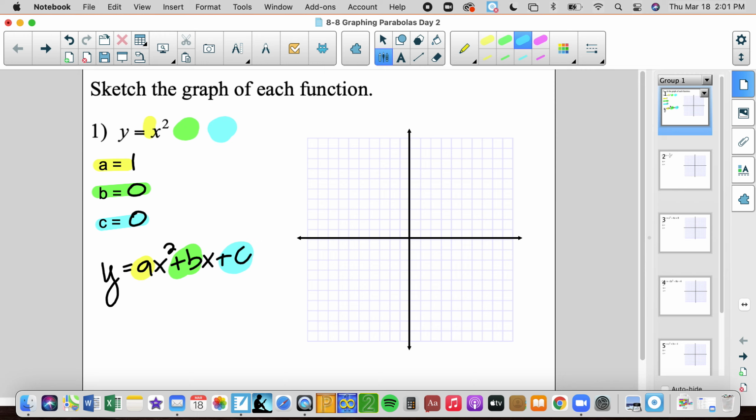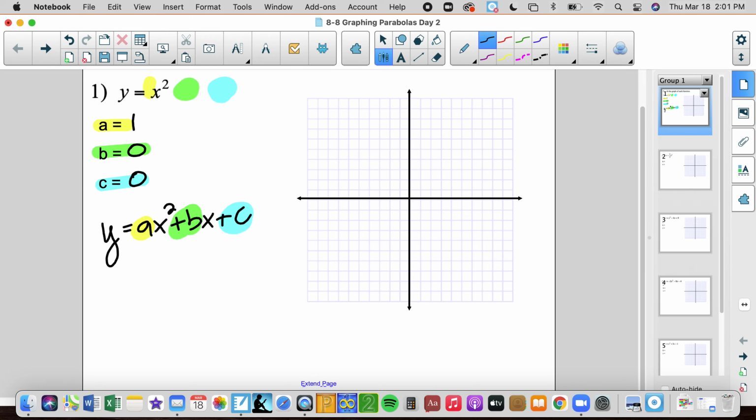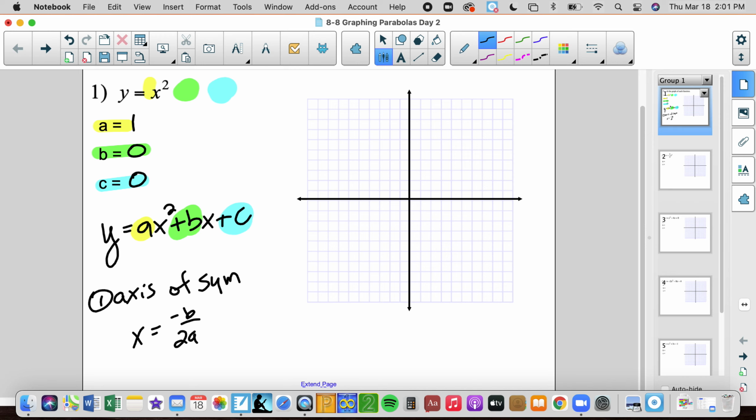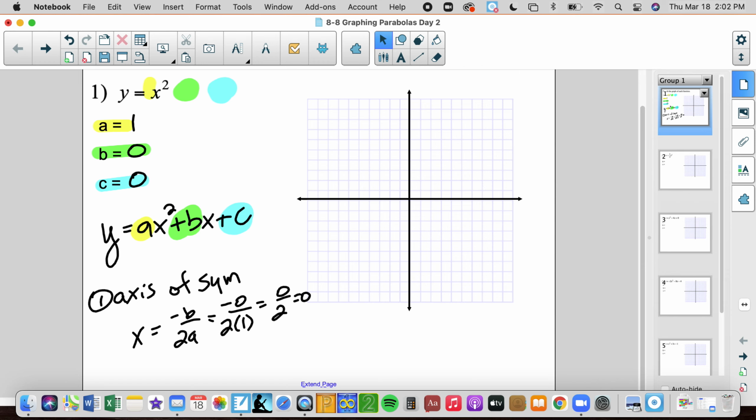Now that's number 1. We get those all set in place, and now we find the axis of symmetry. The axis of symmetry is going to use the formula x equals the opposite of b over 2a, using your a, b, and c. So the opposite of b over 2 times a. So we get 0 over 2, which equals 0. So our axis of symmetry is going to be where x equals 0.